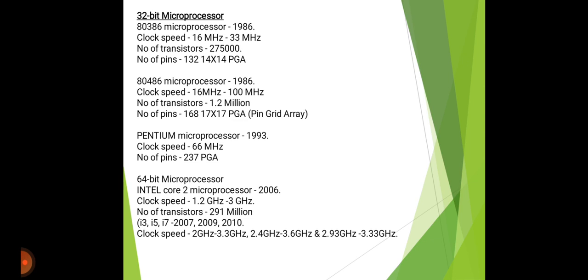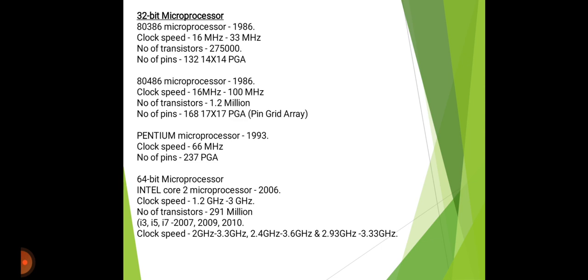Now the 64-bit microprocessor, the last one, is the Intel Core 2 microprocessor, which was invented in the year 2006. The clock speed of this processor is 1.2 GHz to 3 GHz, and the number of transistors used is 291 million. It has 64 KB of L1 cache for each core and 4 MB of L2 cache.